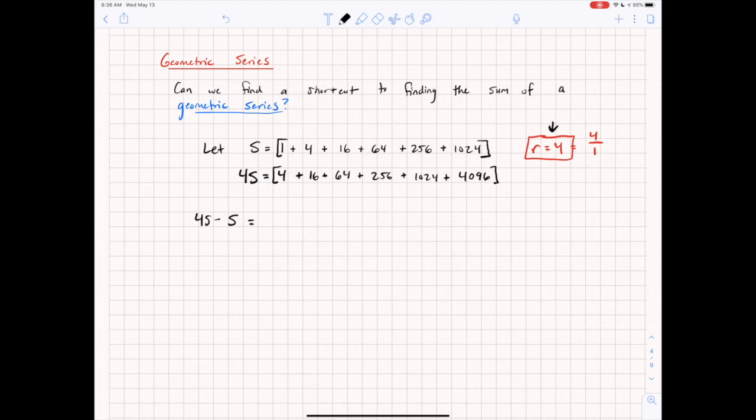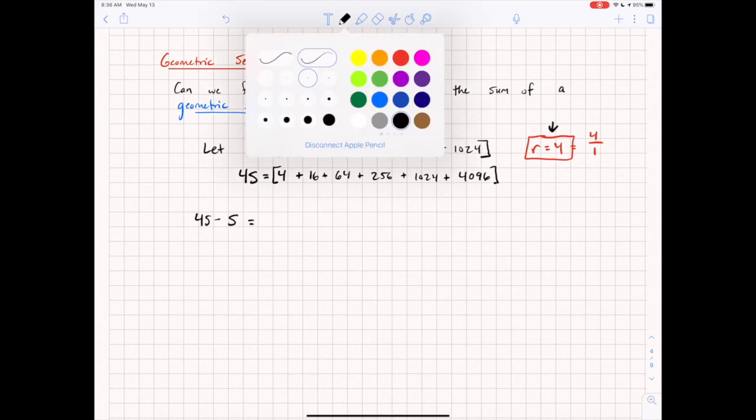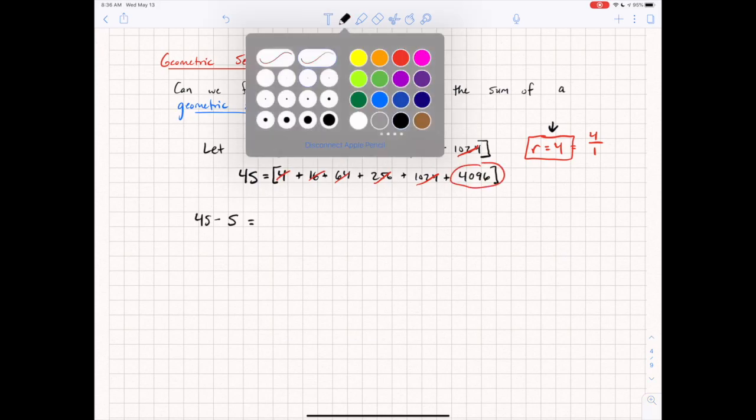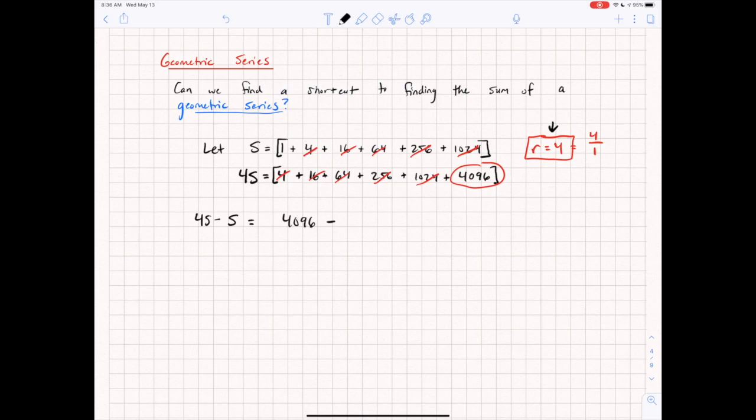So anything that they have in common gets canceled out, right? That means I'm essentially saying 1024 minus 1024, 256 minus 256, all the way down until I'm really just left with two things, 4096 minus 1. Well, we can simplify that. That's just 4095. Now on the left-hand side, we can also simplify this, right? 4s minus s is just 3s. I've got 4 s's, take one away.